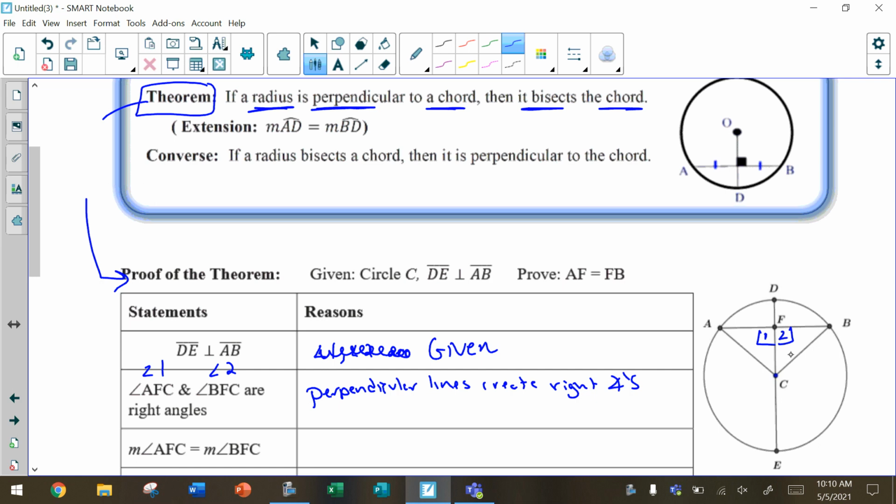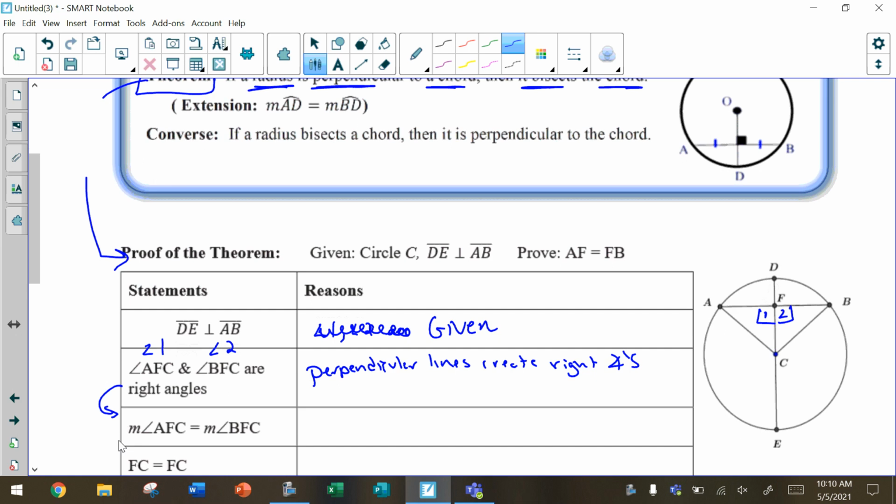Now, what did we always say after we identified that we have right angles? Well, we always said that those right angles are equal, or congruent, because all right angles are equal or congruent. So in this case, we're using equal. All right, so we got a pair of angles.